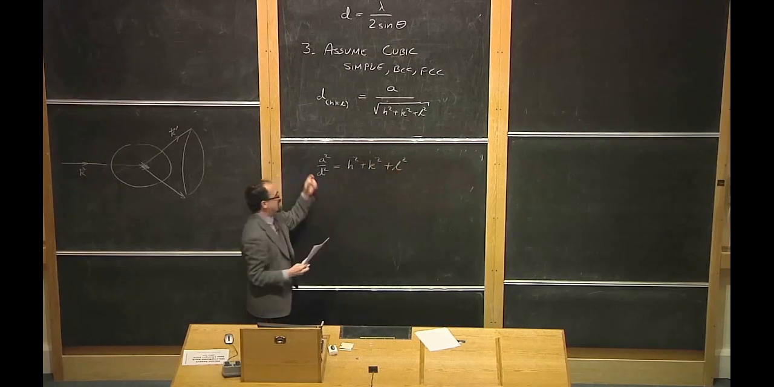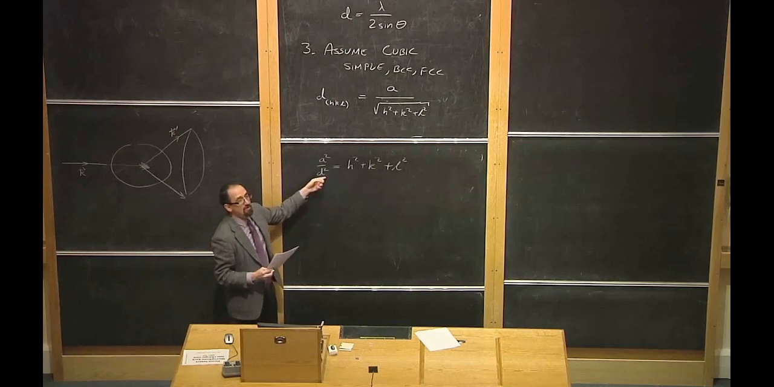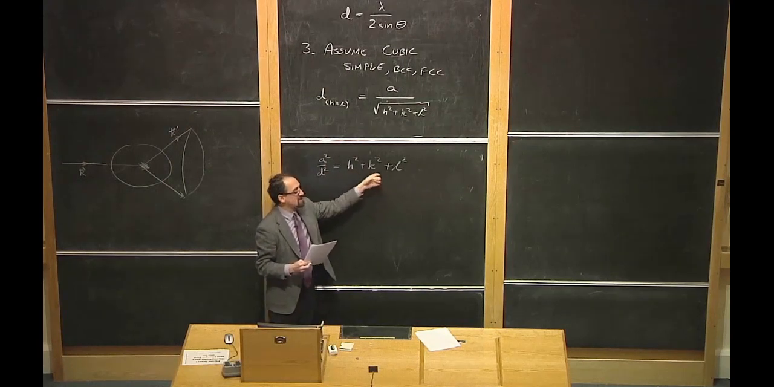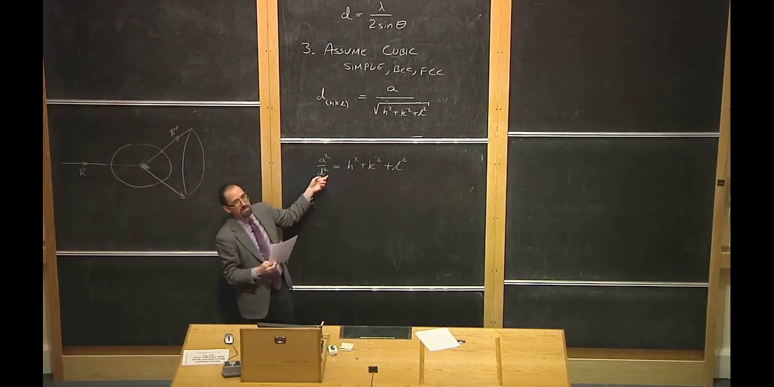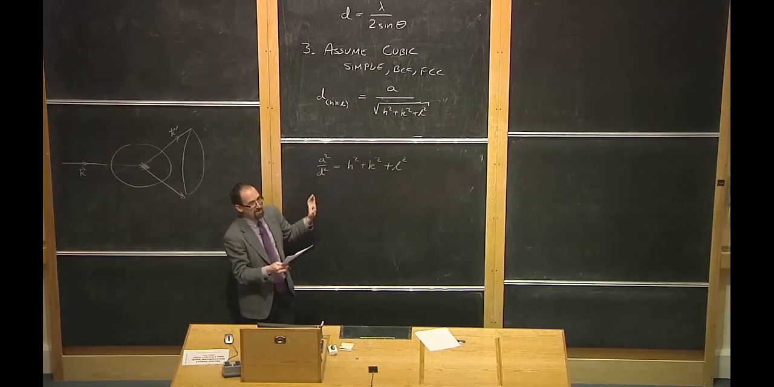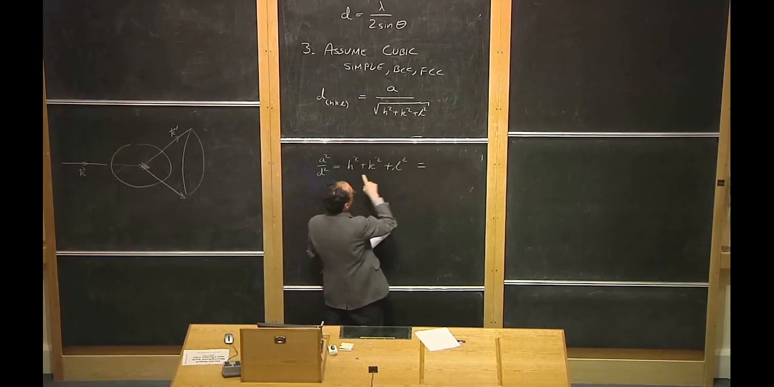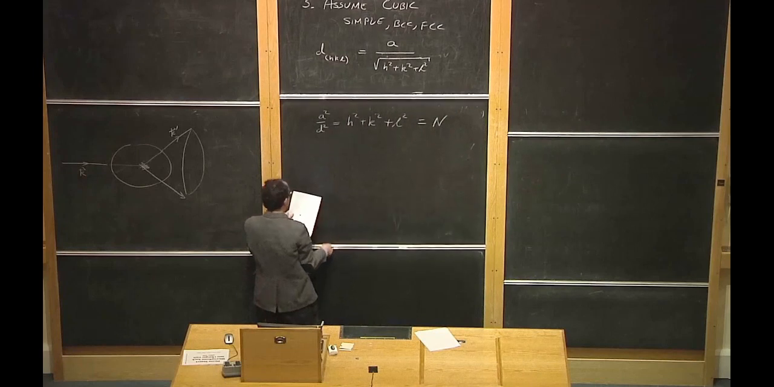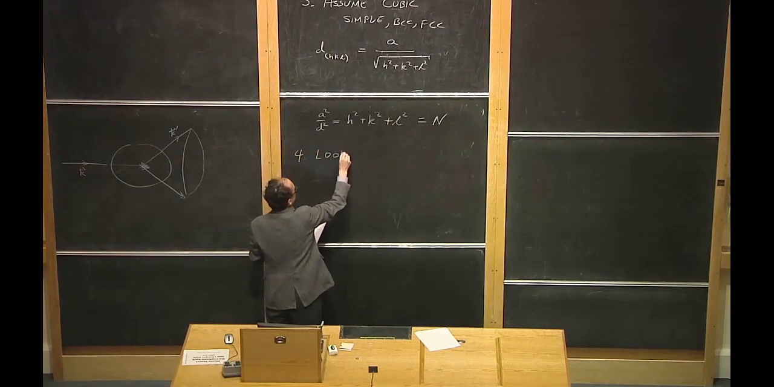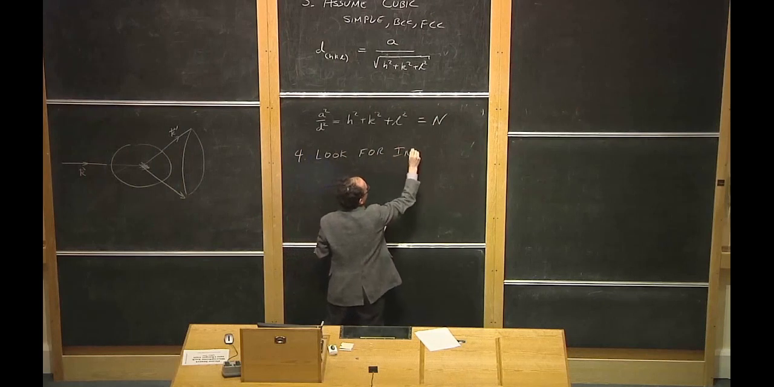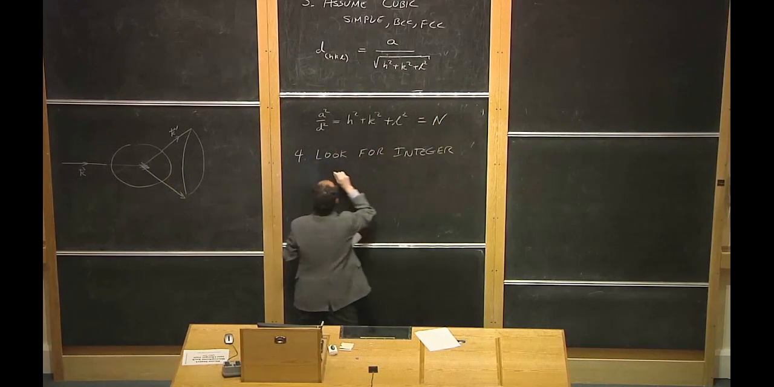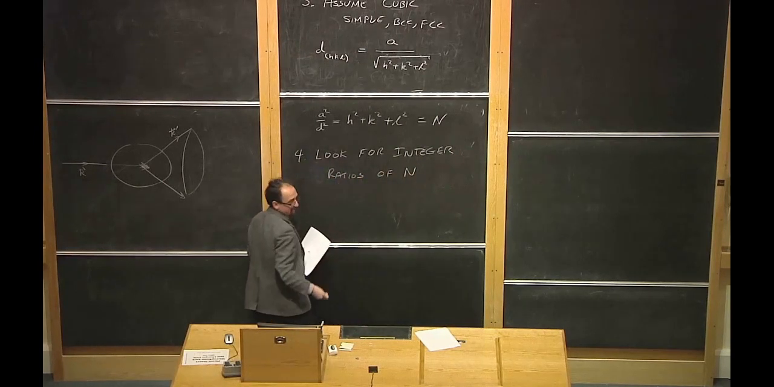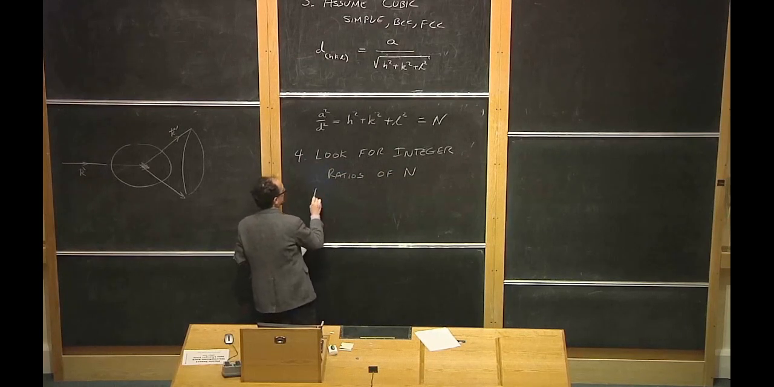Now, we don't know what a is yet. We're going to try to figure it out. But we know a bunch of d's. So what is this going to tell us? These h, k, and l are integers, so the ratios of 1 over d squared are going to be in integer ratios. Okay? So we're going to declare this quantity, h squared plus k squared plus l squared, and call it n. And step four: we're going to look for integer ratios of n. And then once we have the integer ratios of n, we will look for selection rules.